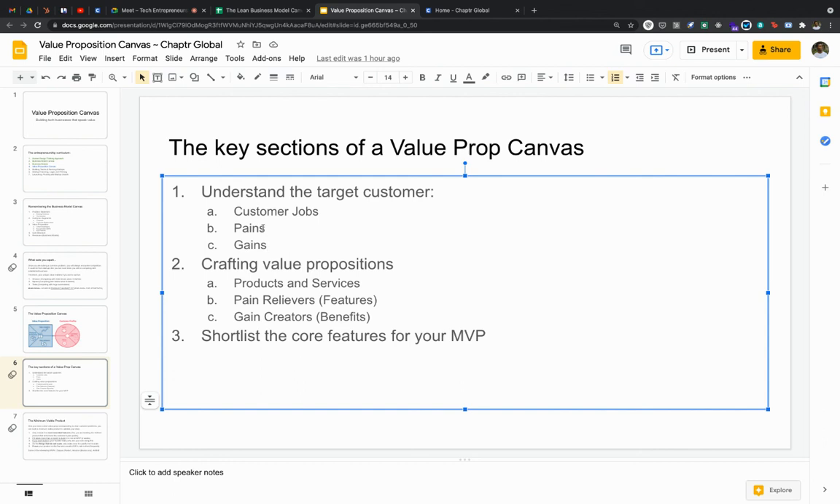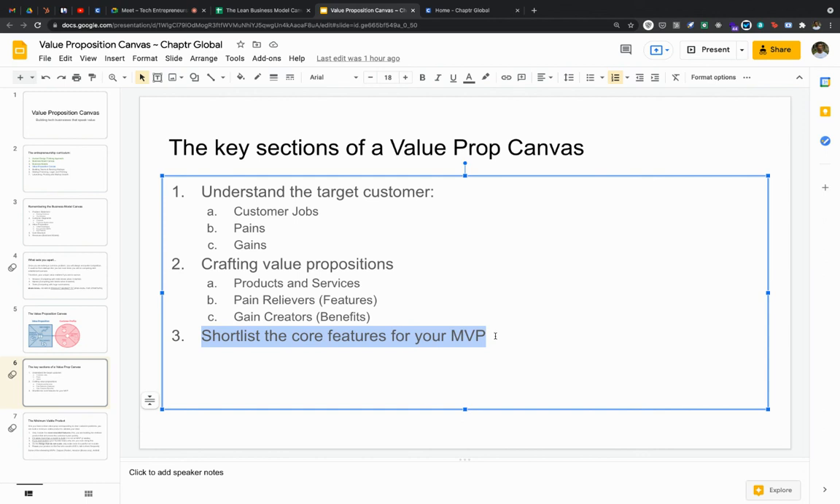And using the customer jobs, we're going to map out our products and services. Using the pains, we're going to map out our pain relievers. Now, this will be our product features. And then using the gains, we're going to map out our gain creators, which are the benefits we offer you as a user on top of solving your pains. And once you're done with that, we're going to shortlist the core features for our minimum viable product.